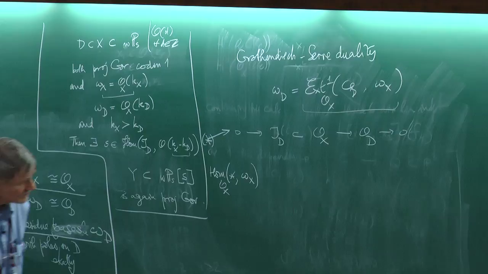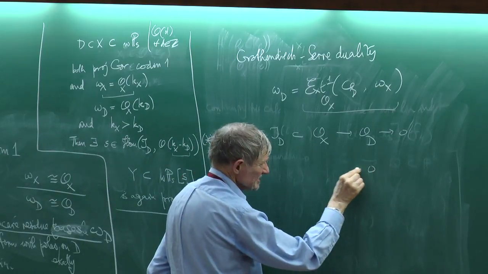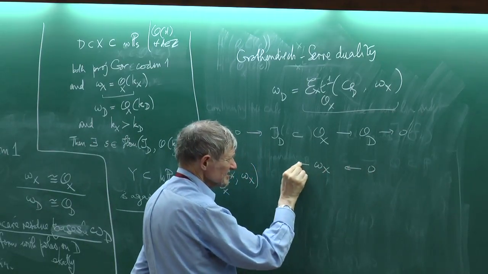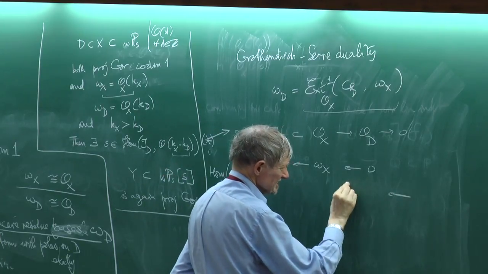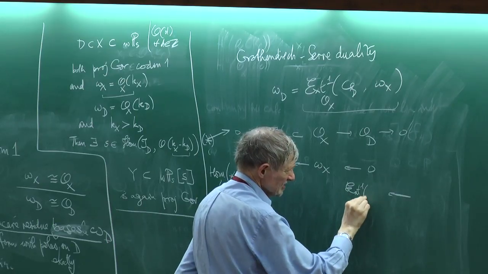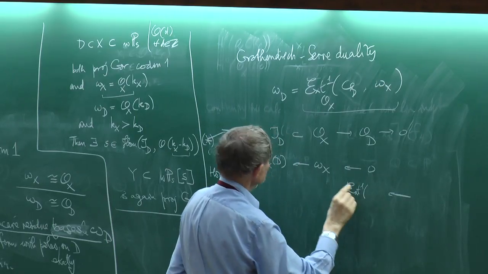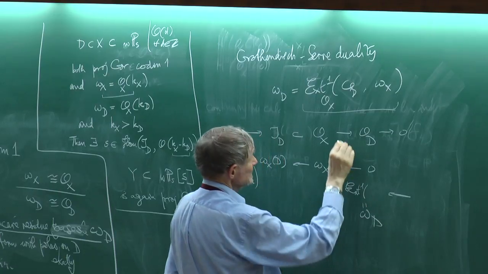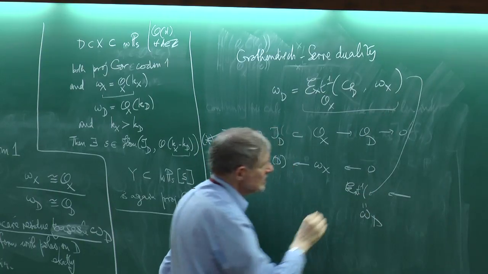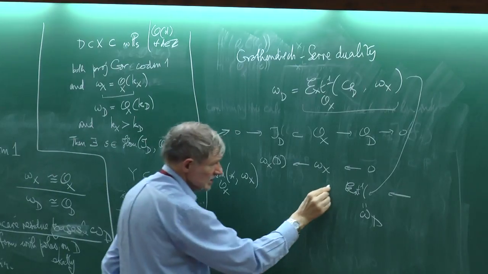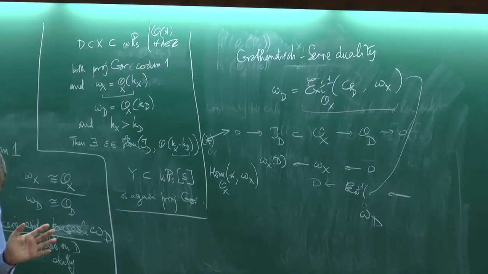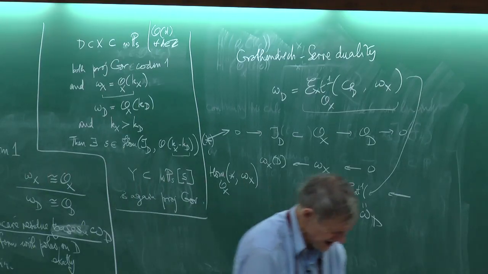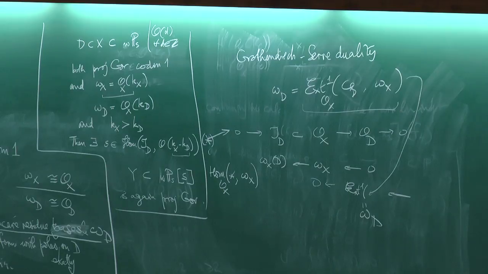Yes? And the thing I get is 0 goes to omega X, goes to omega X of D, goes to omega D, the thing I've written down here. Yes, goes to 0. So, you know, probably most of you have in mind the case where X is a normal variety and D is a Weil divisor on it.